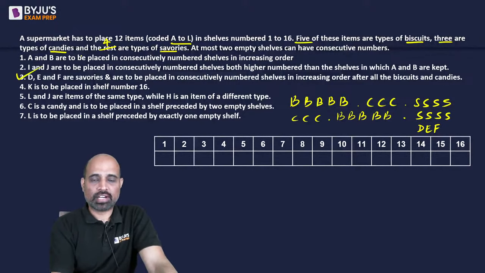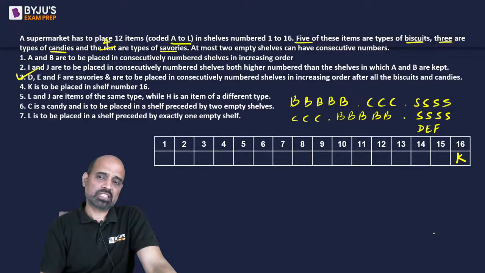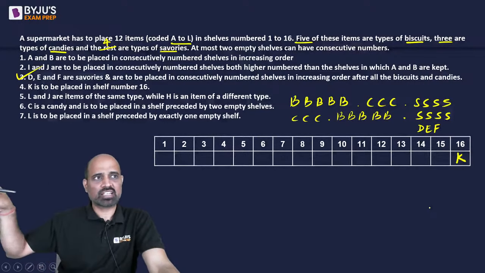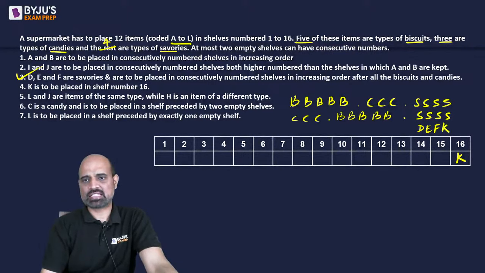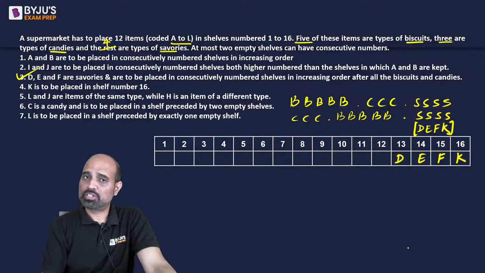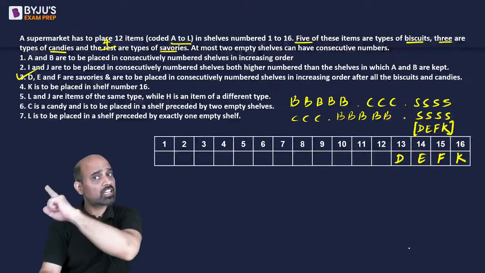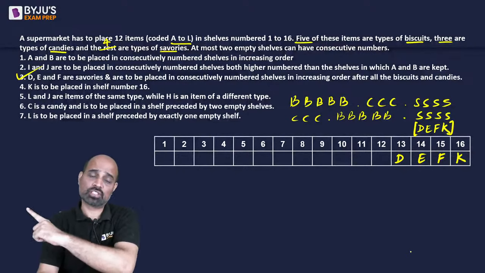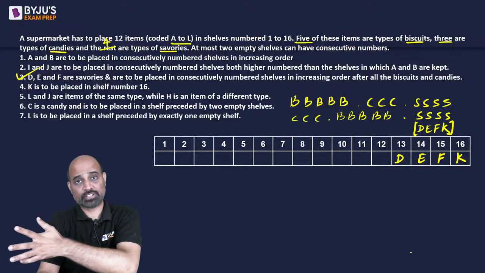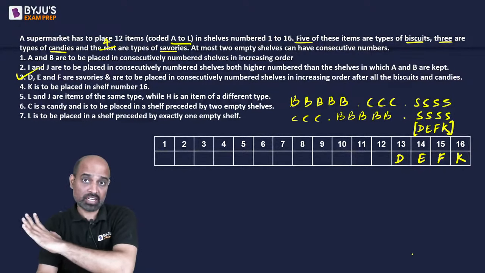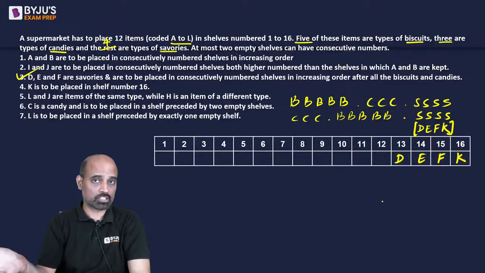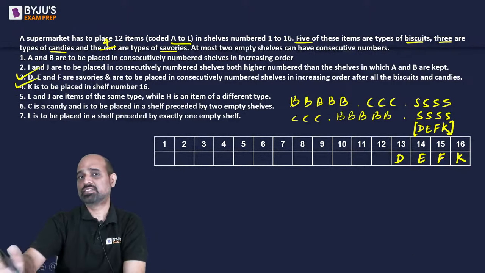Okay, so we are done with the third. K is to be placed in shelf number 16. If K is supposed to be placed at shelf number 16 and K is the last item, can we say K is a savory, one of the 4 savories? And of course, D, E, F are going to be in the same order. There are 4 savories, and savories should be last. K is given as the last item, so K turns out to be savory. And D, E, F are going to be in the same increasing order, and they are also savories because they are written last. Third and fourth statements tell us this is the order.